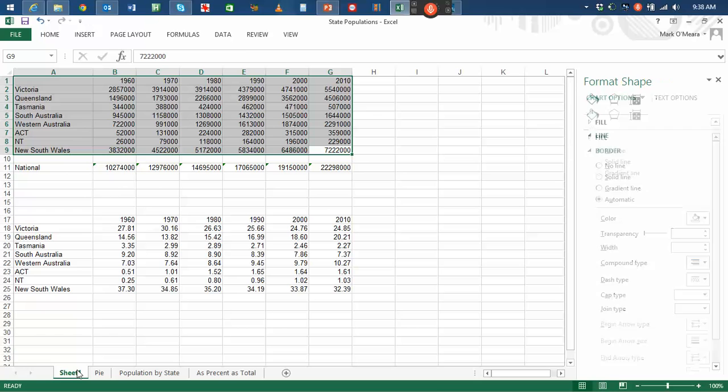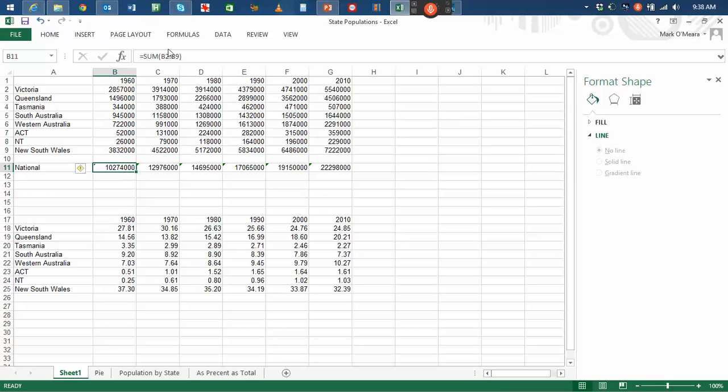So I went back to my data and I built this formula here, the sum. So this cell is adding up all those other cells. So this is the national population. And so I worked out what the total was for each year. And down here, if you look, I've worked out the percentage. So what percentage of the national population was Victoria in 1960? I took the Victorian figure, I divided it by the national figure, and then I times it by 100.